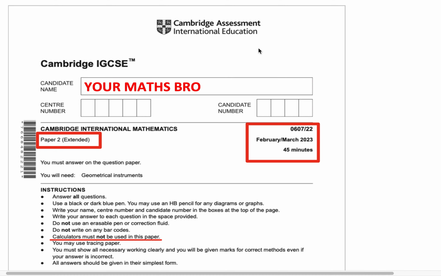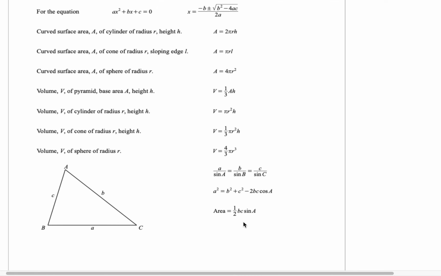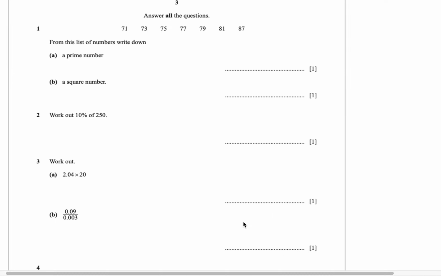The paper is of the year 2023 Feb March and the paper code is 060722. There is no calculator allowed for this paper, so let's try to finish this paper as soon as possible, and that too without taking help from a calculator. This is the formula list given, which we are going to use as per our requirement. Now let us target each and every question systematically.